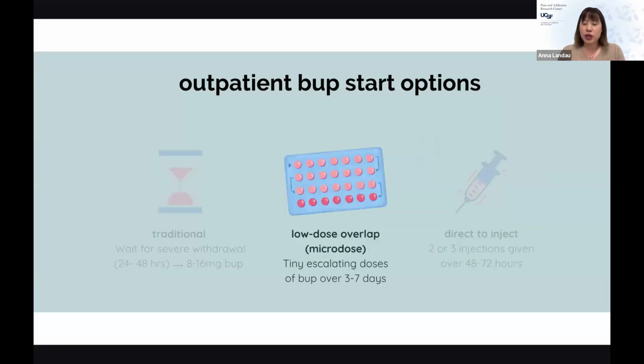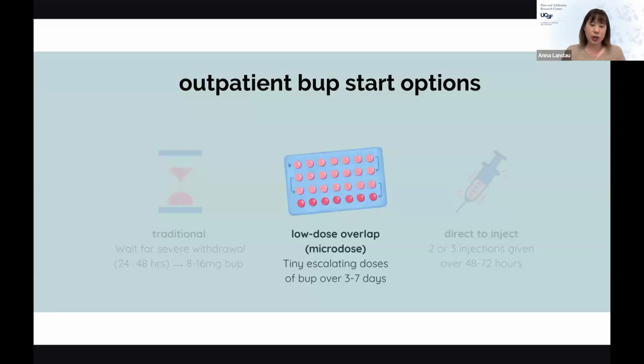The outpatient low dose overlap methods were popularized, I think, around 2020, and especially in San Francisco. A lot of patients will still use this method, and we offer it and do it all the time in San Francisco across our various substance use disorder clinics, including Bridge Clinic at San Francisco General, and OBIC, the outpatient buprenorphine induction clinic where I work.